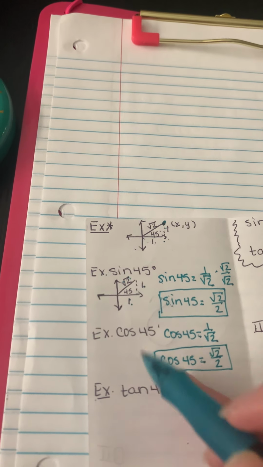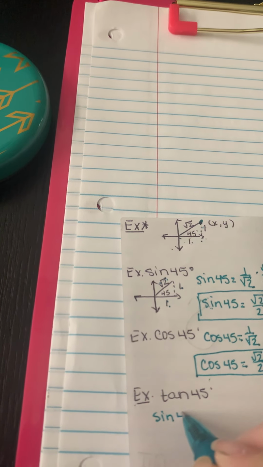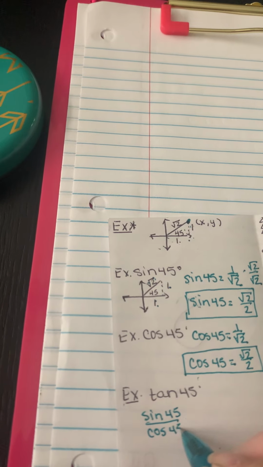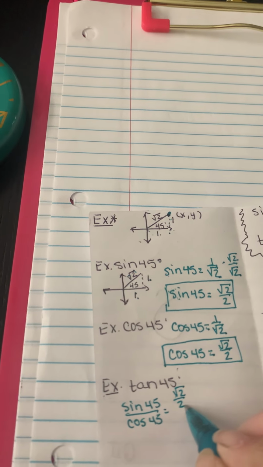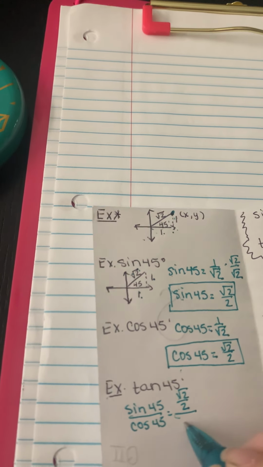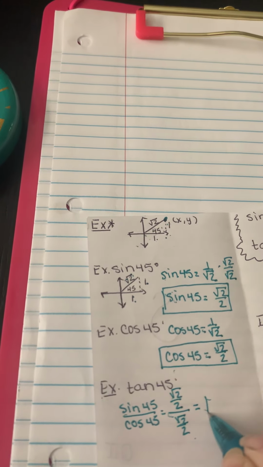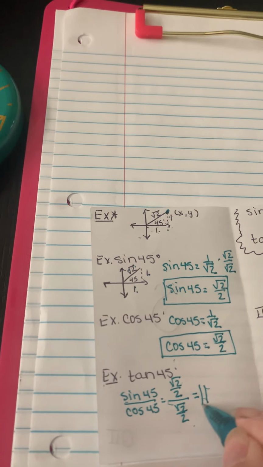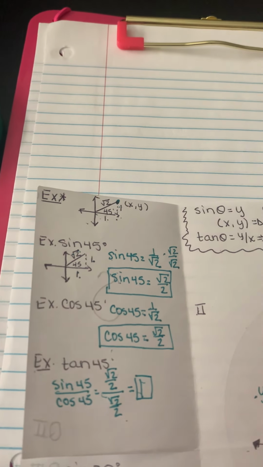Okay, so therefore I can go ahead, sine of 45 over cosine of 45, which we know sine of 45 is the square root of 2 over 2. Cosine of 45 is square root of 2 over 2, which gives me 1, because anything over itself reduces to 1. So there's the tangent of 45. Now, what does that mean?